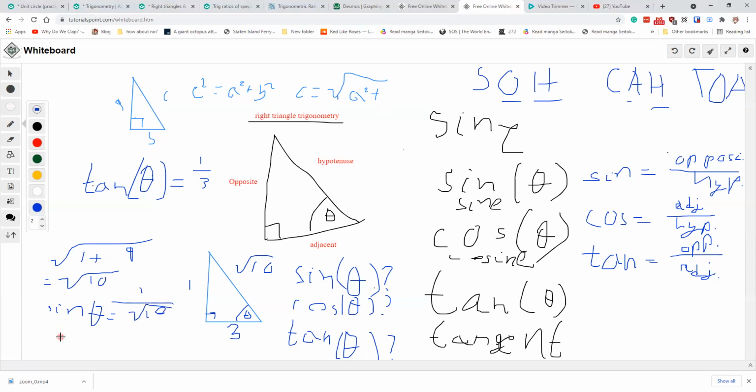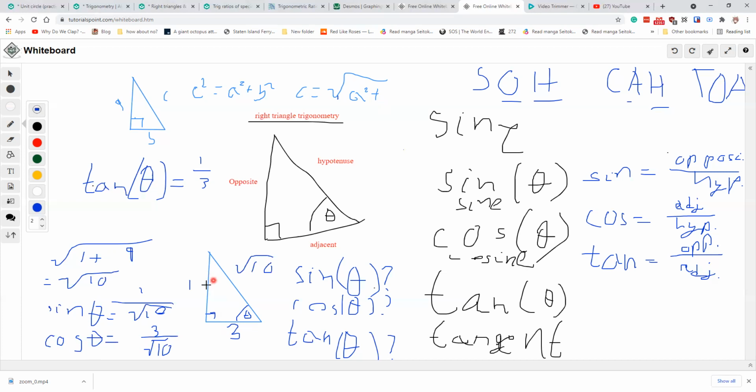And cosine theta is equal to the adjacent over the hypotenuse, and in this case the adjacent is 3 and the hypotenuse is root 10, so that's 3 over root 10. Now one very cool thing to note here.